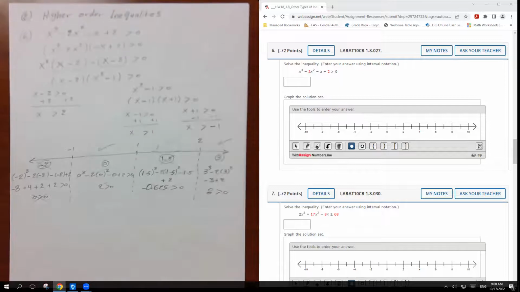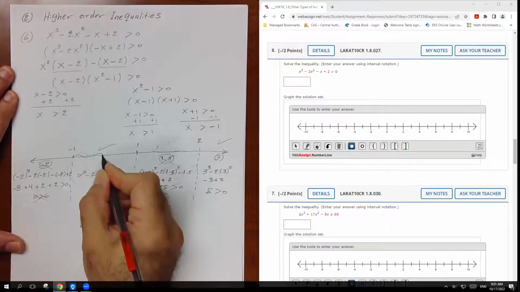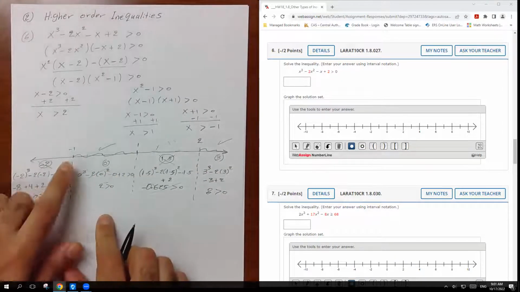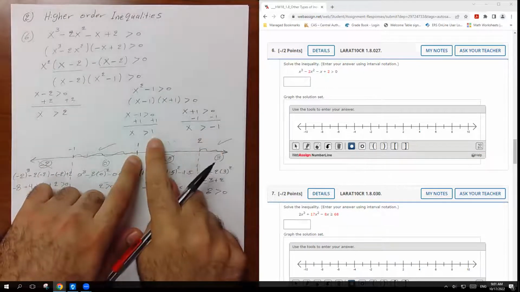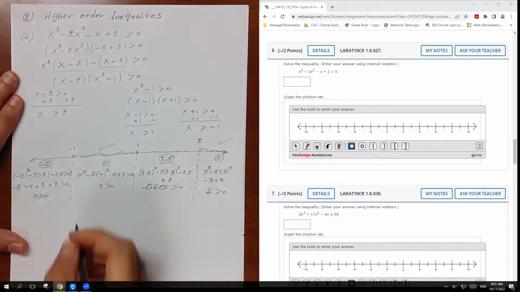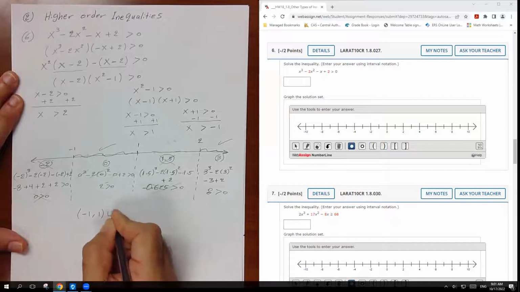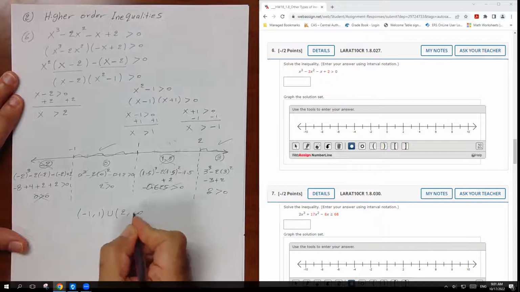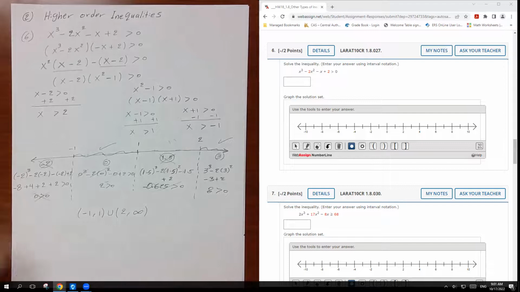So now, next step, we're going to just write down from this here and here to infinity. Negative 1, parentheses. 1 is also parentheses. So the interval is going to be negative 1 to 1, parentheses from both sides, union from 2 to infinity. This is the interval. So that's how we're going to work if you have 3 key numbers.